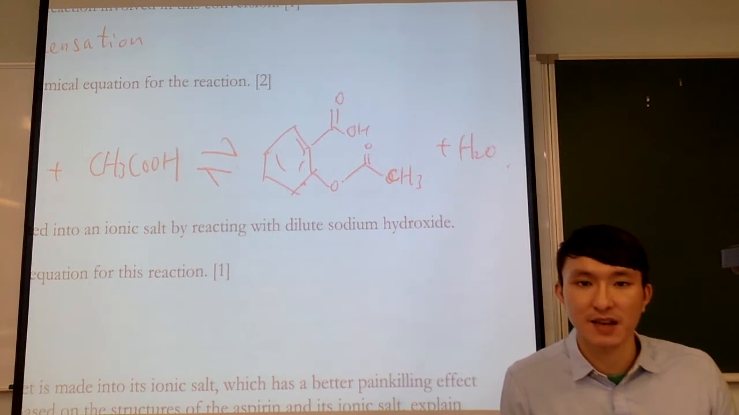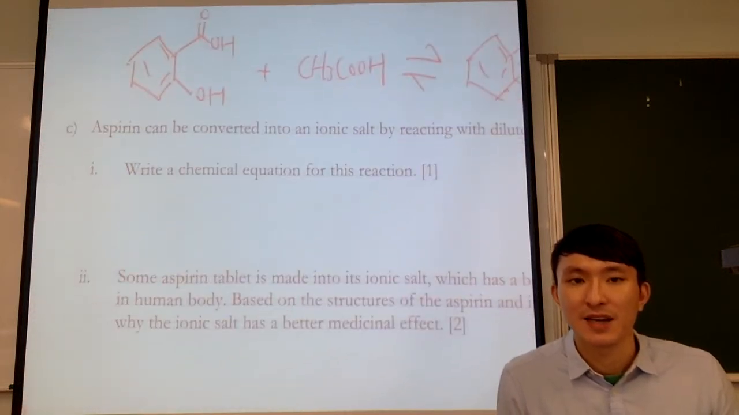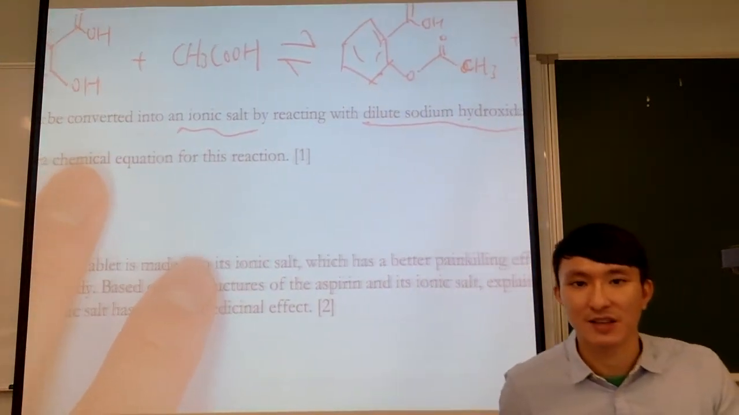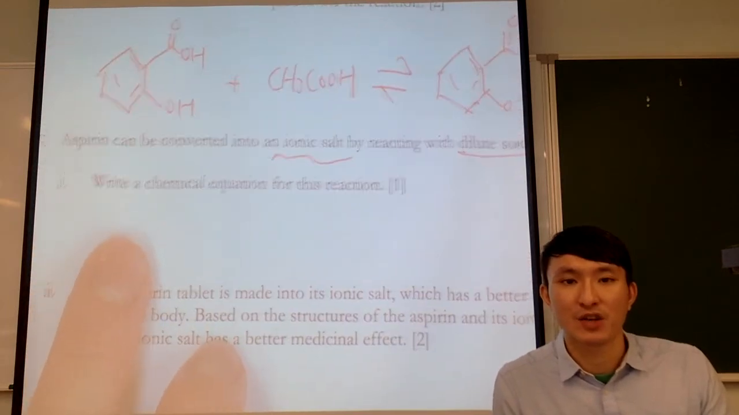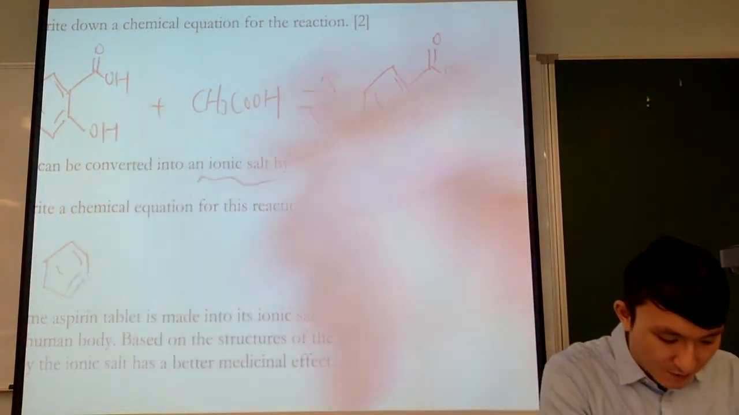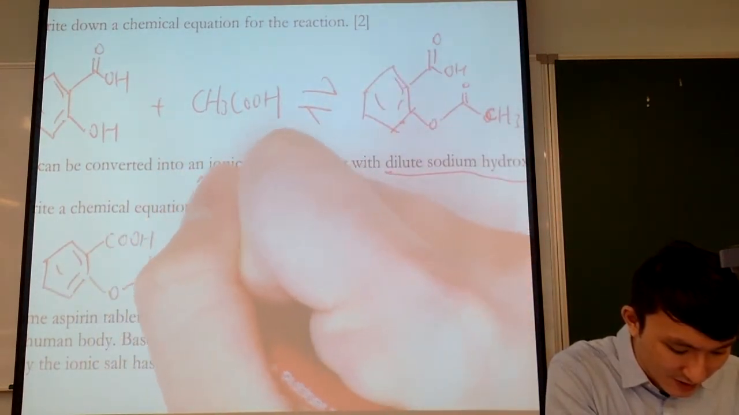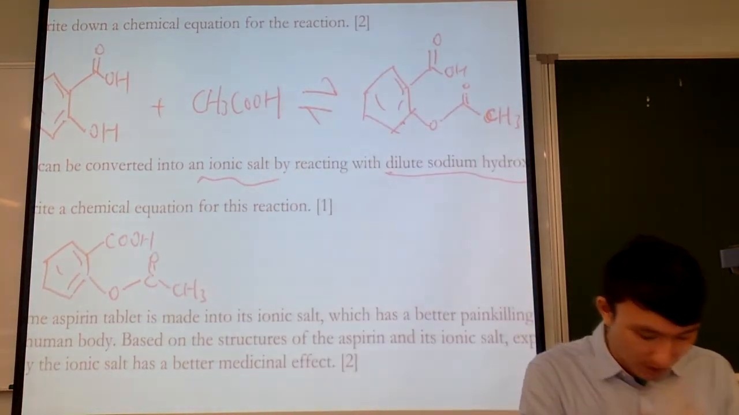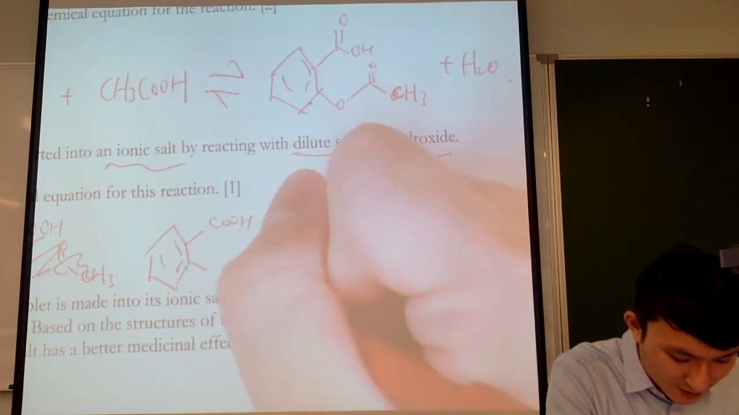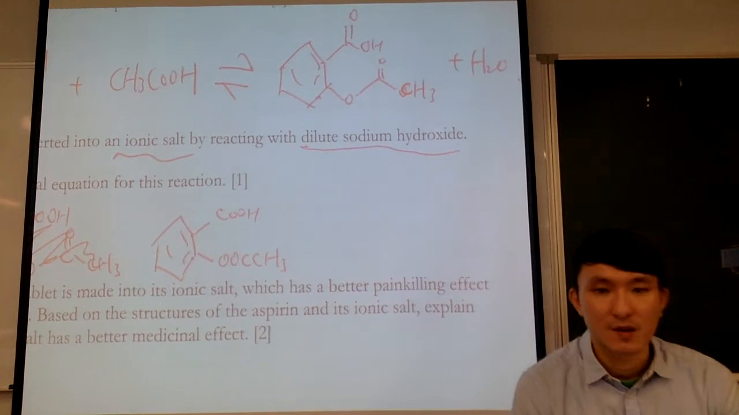Now, part C is something that I haven't taught, but probably you can think about it, you can deduce it if you're smart. So here, aspirin can be converted into an ionic salt by reacting with dilute sodium hydroxide. So write a chemical equation for this reaction. So aspirin, which is this one, let's put it down. So this time I put it this way, okay? It doesn't matter. Oh, actually I can put it this way, excuse me. Okay, well it doesn't matter how you put it actually.